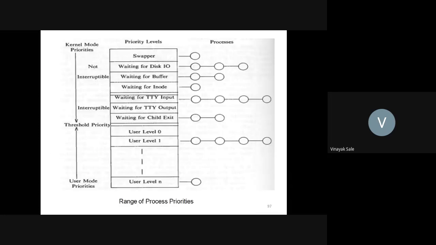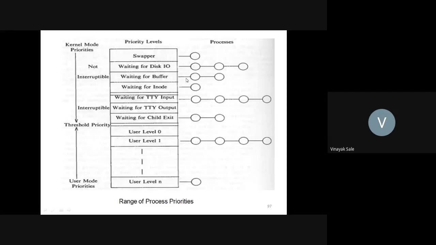See, this is the range of process priorities. In this figure, there are two modes: kernel mode priorities and user mode priorities. Between these, there is a threshold priority which divides the kernel mode priorities and the user mode priorities. In user mode priorities, there are levels from 0 to n.